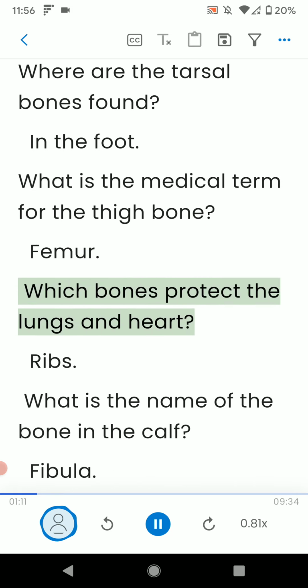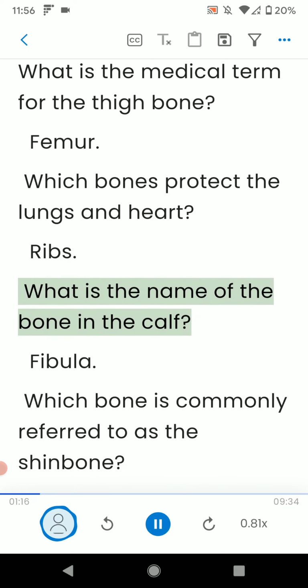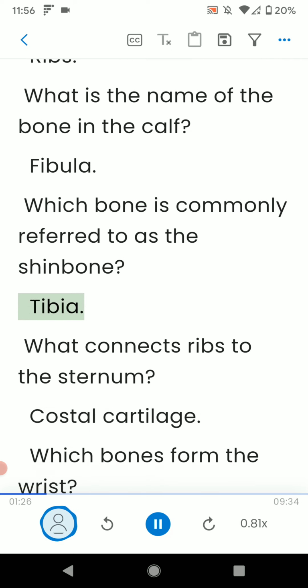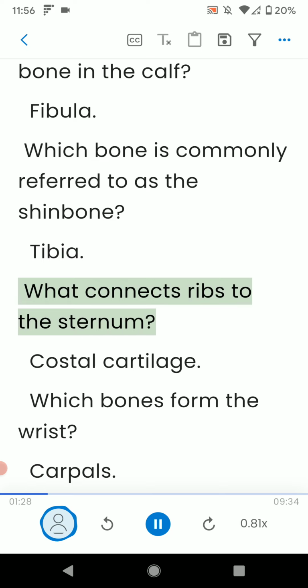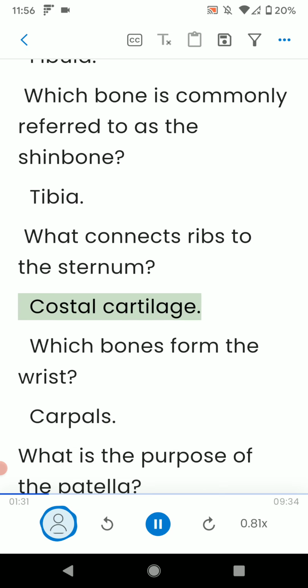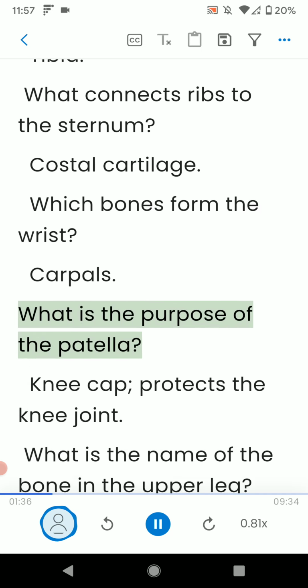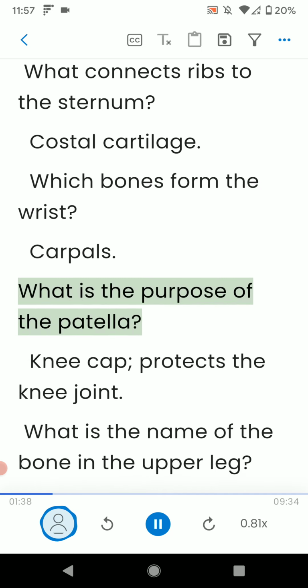Femur. Which bones protect the lungs and heart? Ribs. What is the name of the bone in the calf? Fibula. Which bone is commonly referred to as the shin bone? Tibia. What connects ribs to the sternum? Costal cartilage. Which bones form the wrist? Carpals. What is the purpose of the patella?